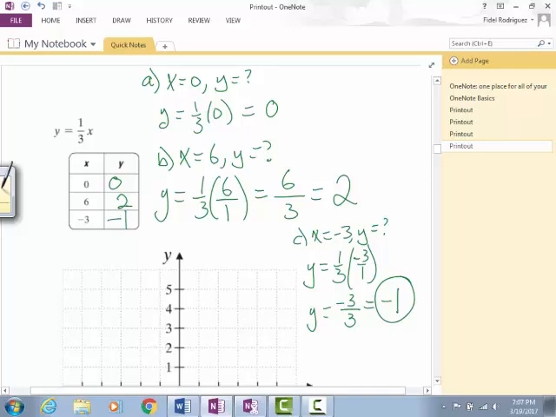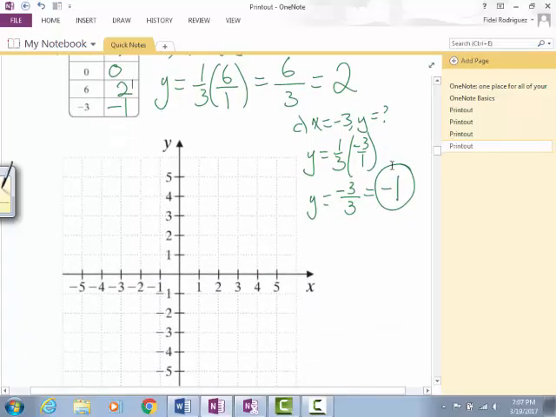Alright, now let me go ahead and plot my points. My first point is 0, 0. It's right here in the origin. My next point is 6, 2, so that's going to be to the right 6 spaces and up 2. My third point is -3 and -1, so that's to the left 3, down 1. And again, if we're doing this right, all 3 points should be lining up.